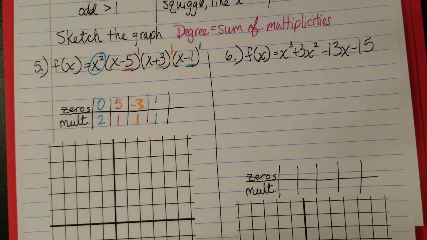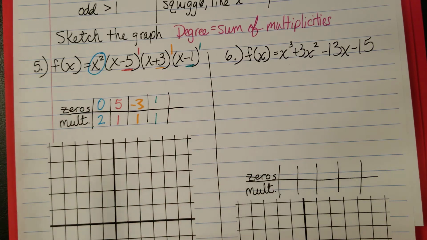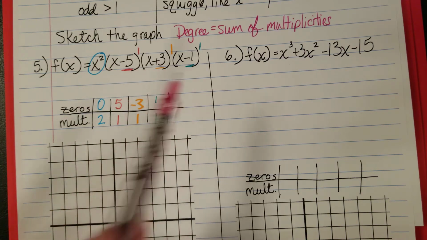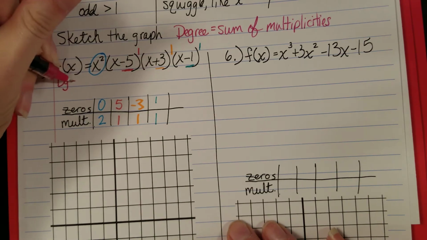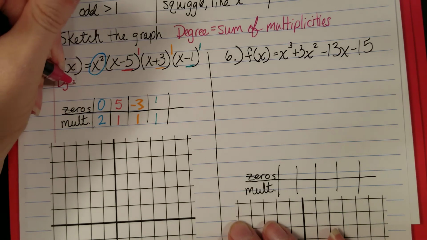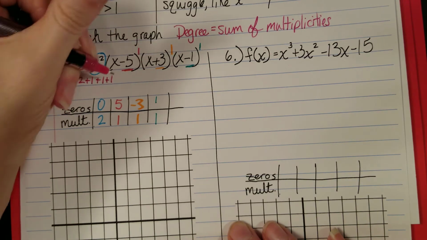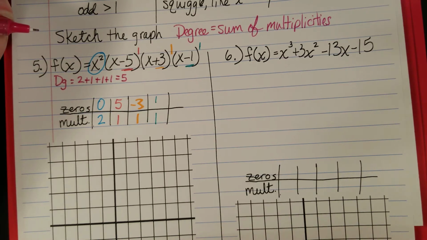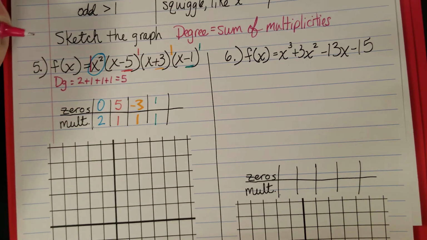It's kind of like if you were to multiply all of this out. You don't need to multiply it all out to know that you'd have an x squared times an x times an x times another x. So to get the degree, we're just going to add up all the multiplicities. 2 plus 1 plus 1 plus 1 is equal to 5. So the degree is 5, which is an odd number, and the leading coefficient would be 1.